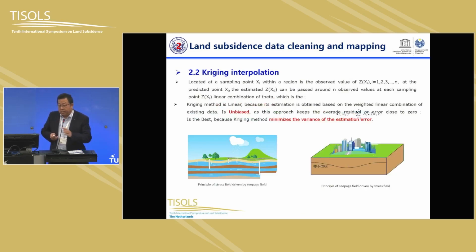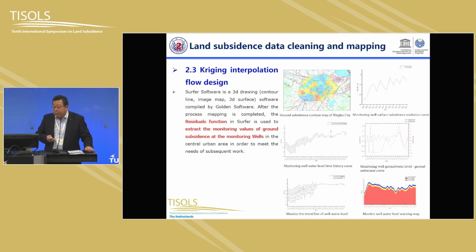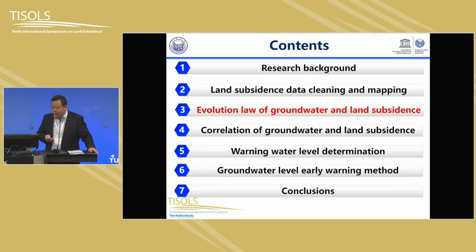So the next step, we interpolate the data to try to match the land subsidence and the groundwater level. We have a flow design, and we also use some software to draw the map. The next one is the evolution of groundwater and land subsidence.